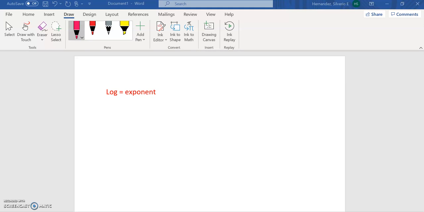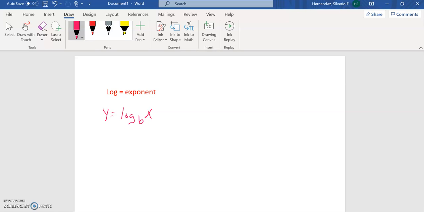All right, here's a little video on logarithms. So again, this was told to me: the log is equal to the exponent, and it was told to me to keep that in mind when you're working through these. So our general equation is going to be y is equal to log base b of x.